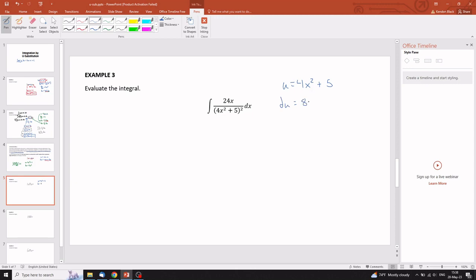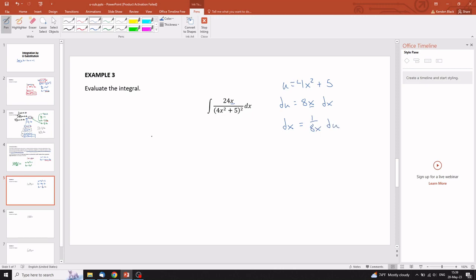8x dx. Okay, and that aligns with the 24x. Remember, the coefficients don't matter because we can manipulate them. But we have x to the power 1, x to the power 1, so that's good. And let's go ahead and use the second method here, where we take this one step farther and we solve for dx. So dx equals 1 over 8x du.